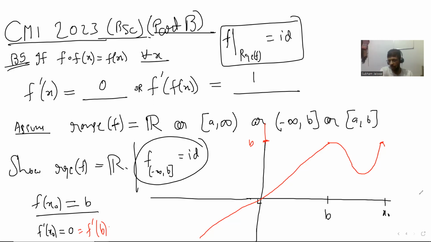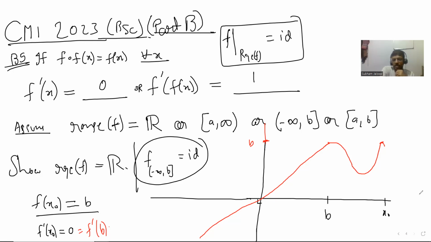So if the range is minus infinity to B, then B is a local maxima, and it is the global maxima by definition. And f of B is B, and f prime B is 0, and B is the first time when f of B is equal to B. Yeah, B is the first time when B is attained in the range. So that's the smallest point.